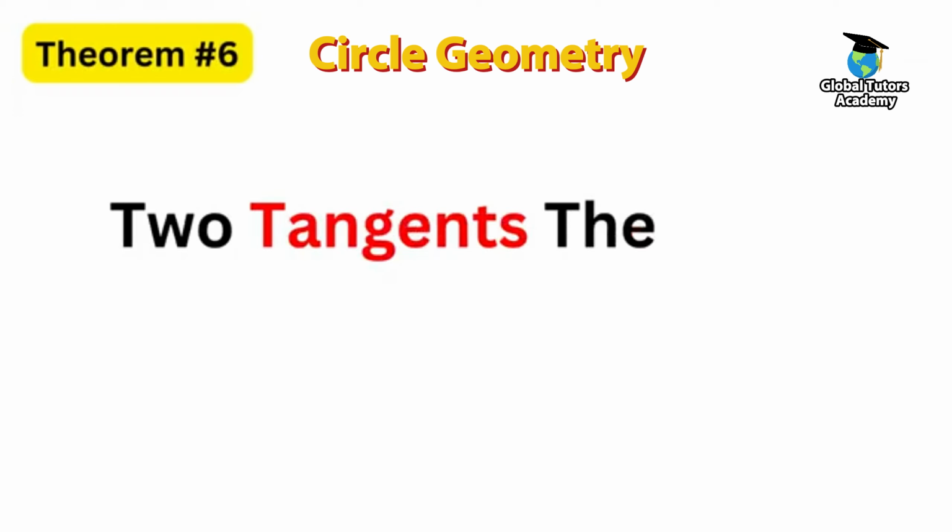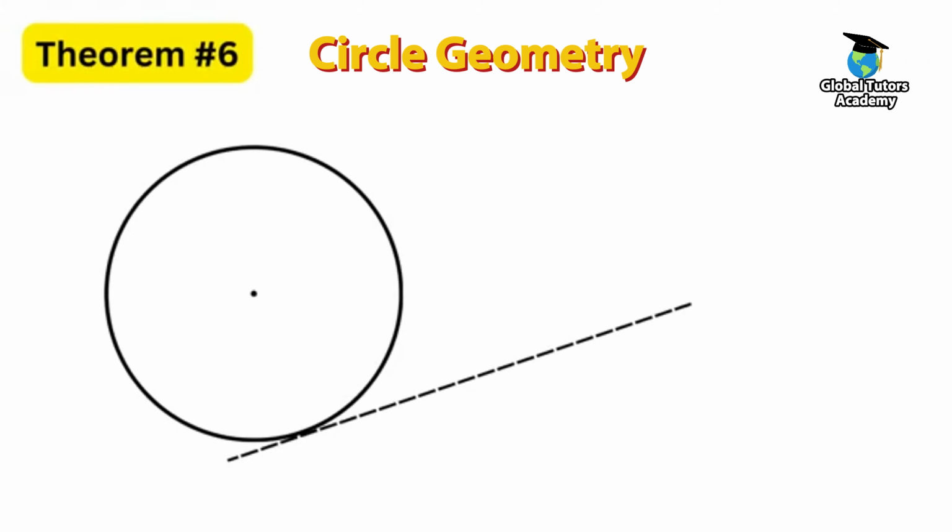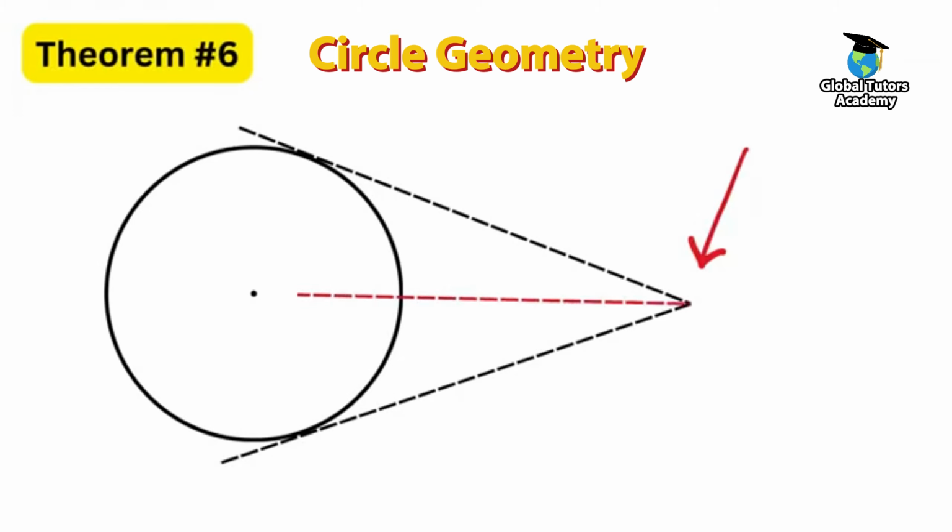Now, Theorem 6, the two tangents theorem. If two tangents are drawn to a circle from a single external point, then these tangents will always be equal in length. Another important property of this theorem is that the line joining the external point to the center of the circle always bisects the angle formed between the two tangents. So if this angle is 40 degrees, then both these angles will be equal to 20 degrees. And if this length is equal to 5 units, then this piece will also be equal to 5 units.